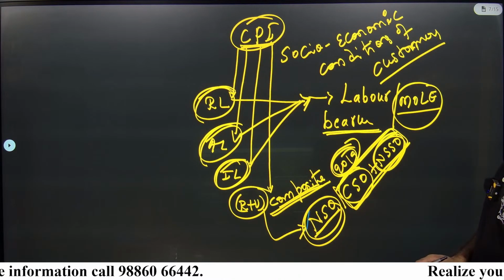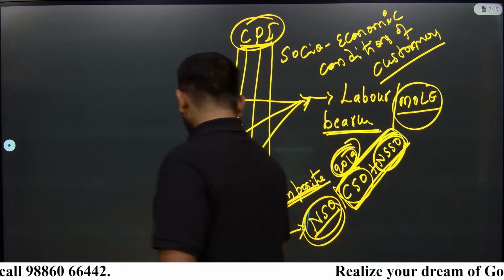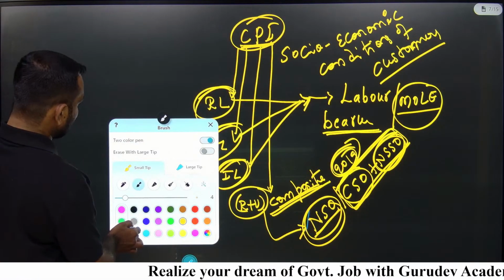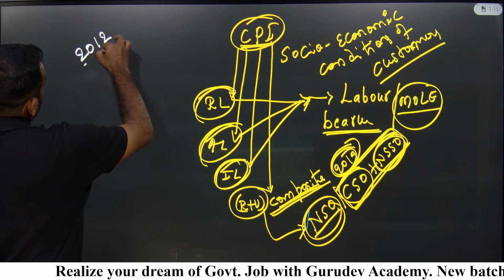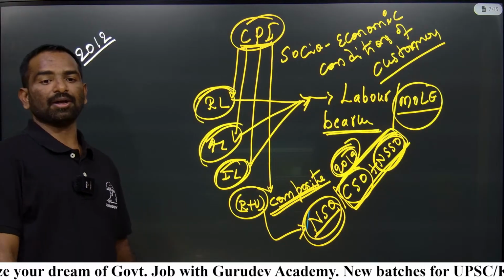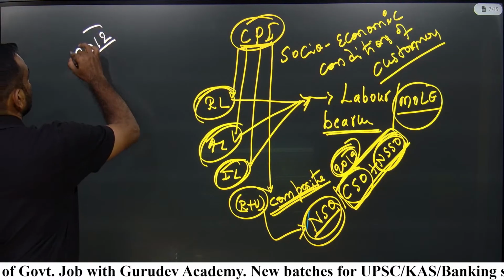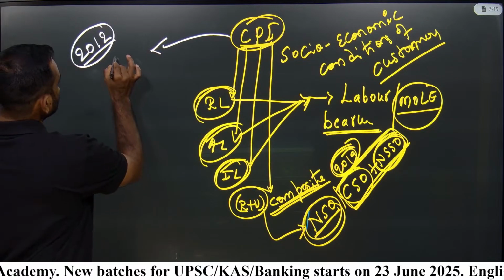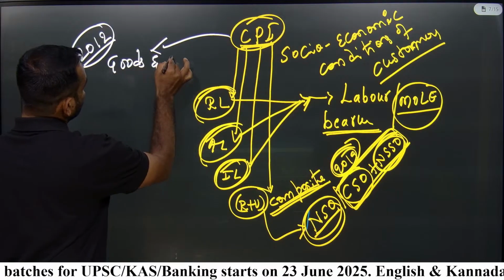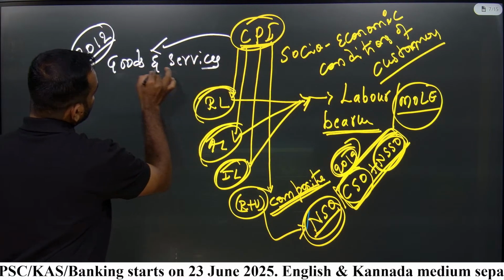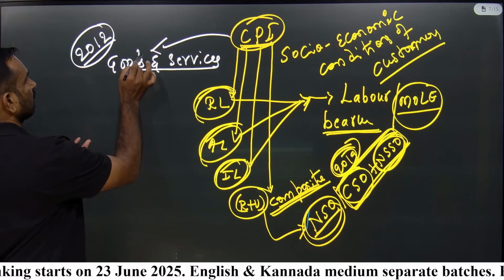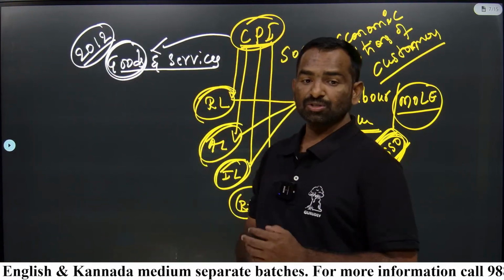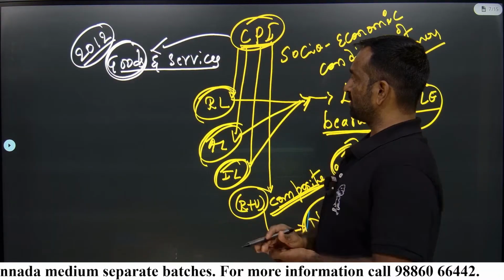Present CPI: the base year is 2012. That's very important: CPI includes both goods and services, not only goods. WPI includes only goods, but CPI includes both goods and services.